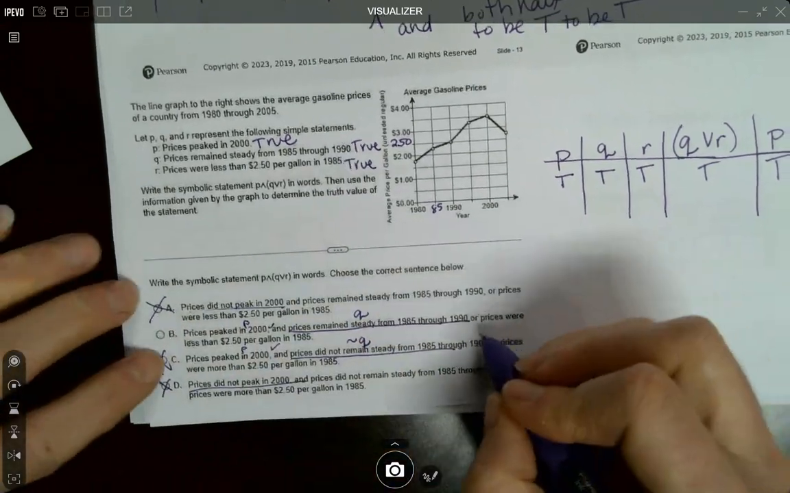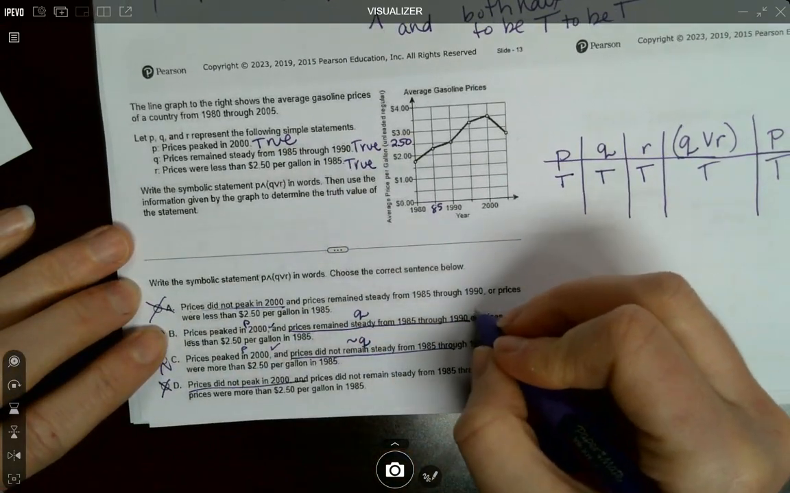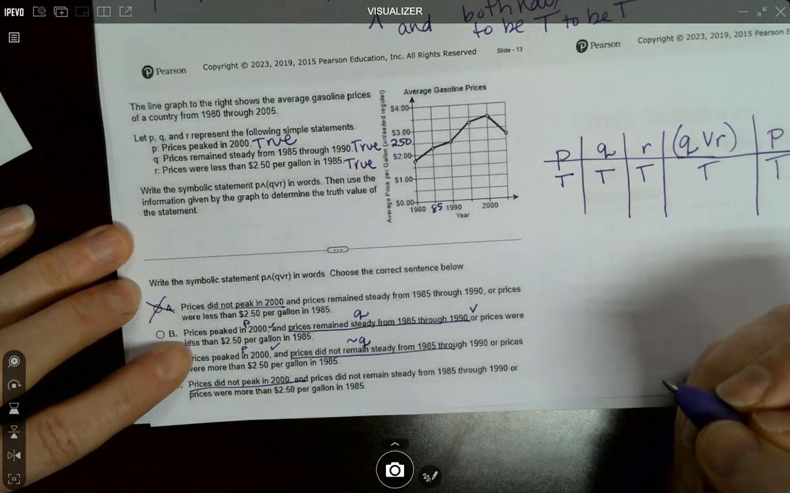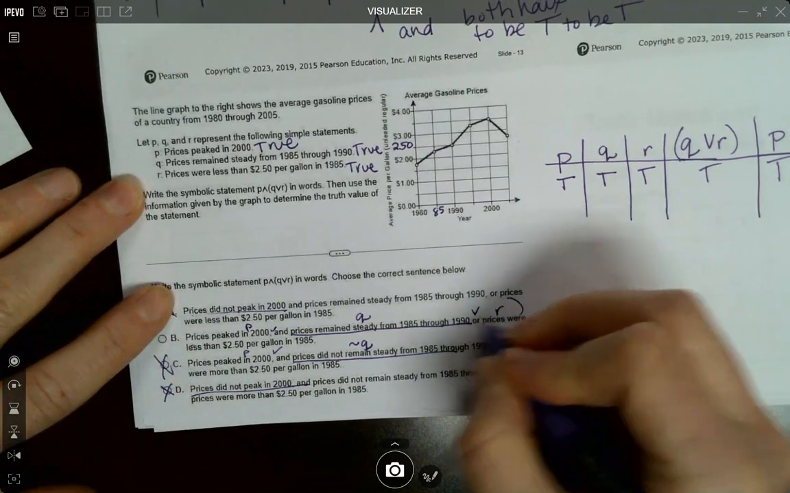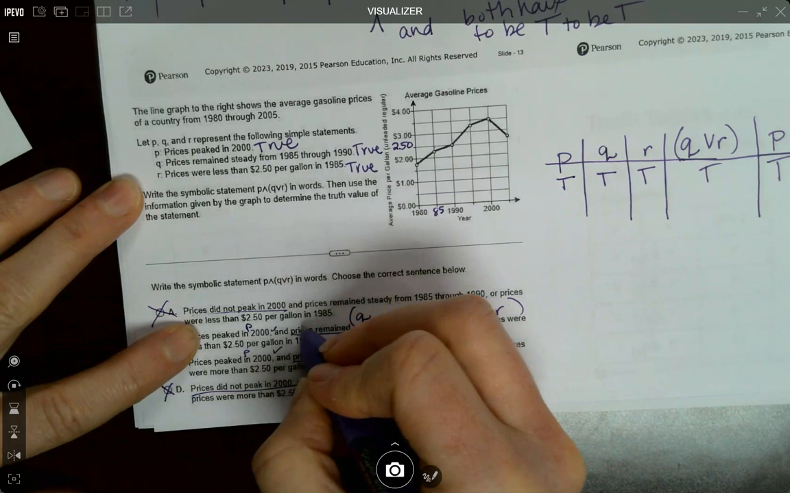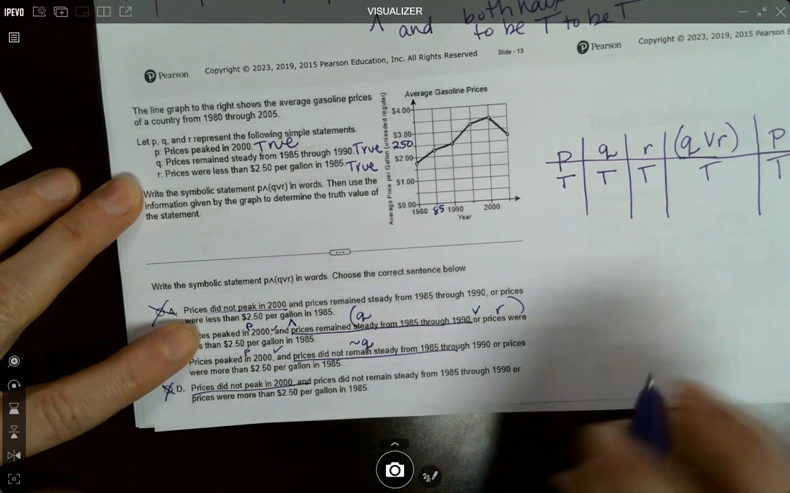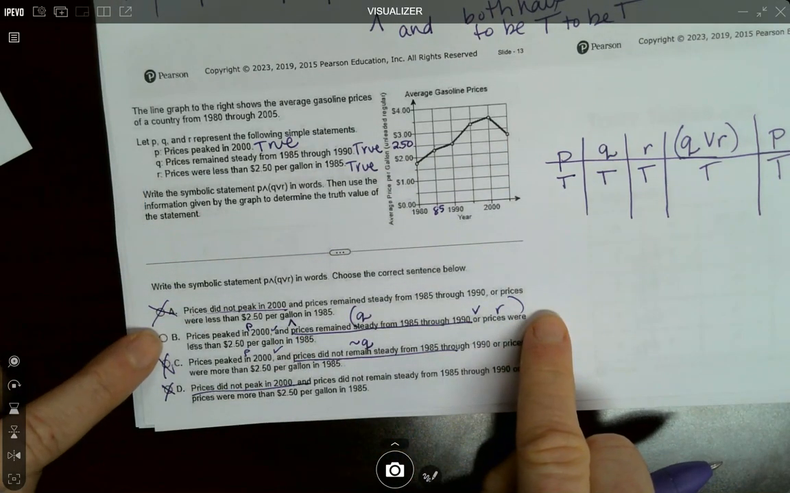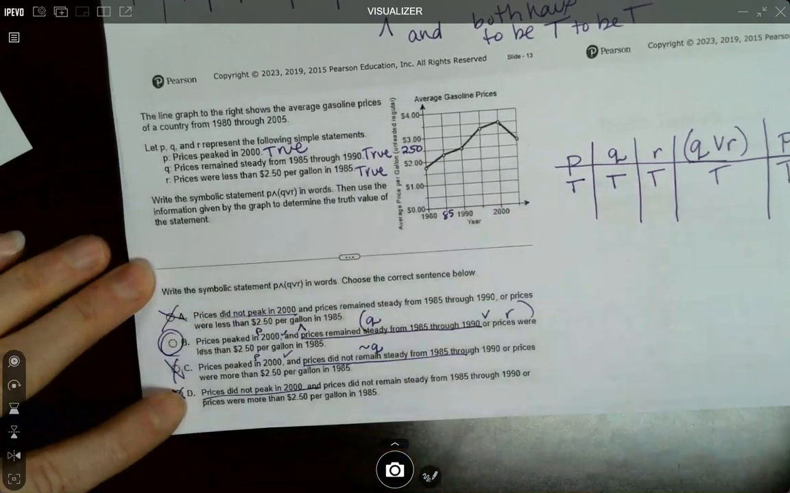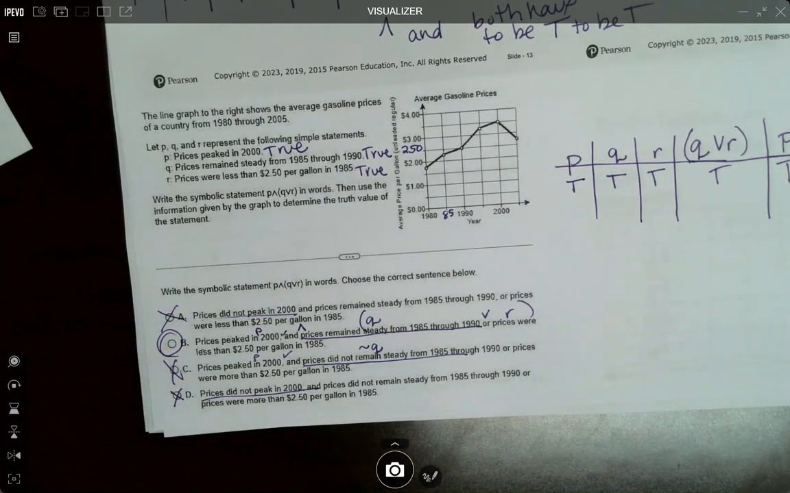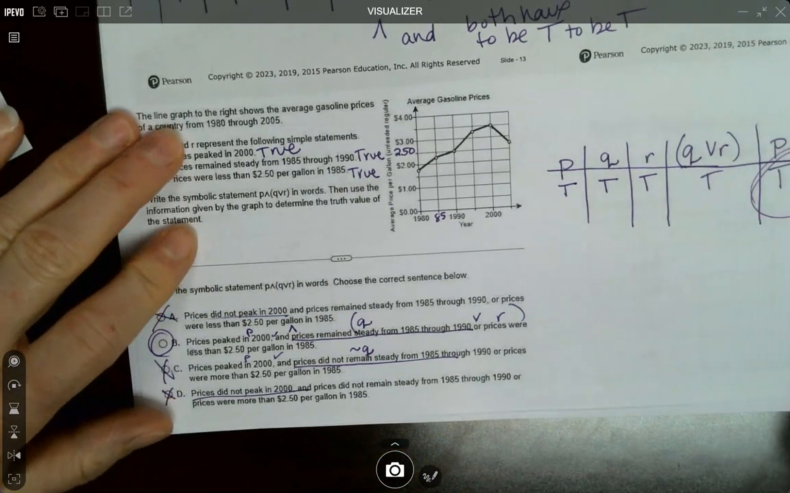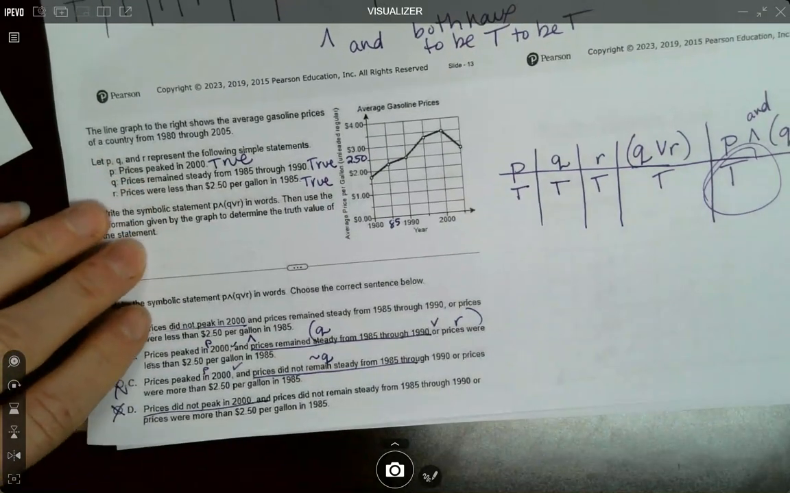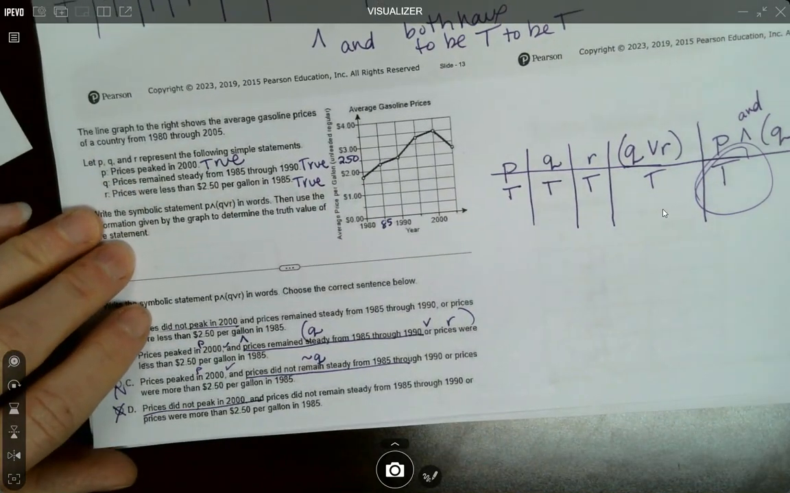Now let's just double check. Or prices were less than $250. That would be R. There we go. See, that's a statement written in words. So that is the correct answer. And it says also determine the truth value. Truth value, we were able to find it using the table. That is it for the day.